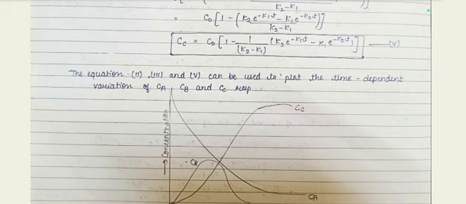The second, third and fourth equations can be used to plot the time dependent variation of CA, CB and CC respectively. Here is the graph.